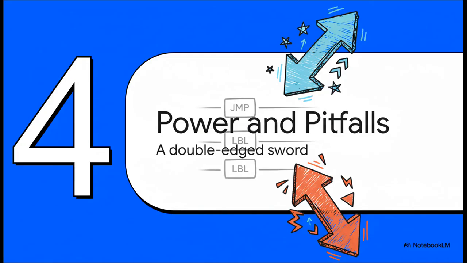Okay, time to talk about power and pitfalls, the double-edged sword of program control. That last point brings us right to the heart of the matter. The JMP instruction is absolutely a double-edged sword. It gives you some real power, but it is loaded with potential pitfalls.